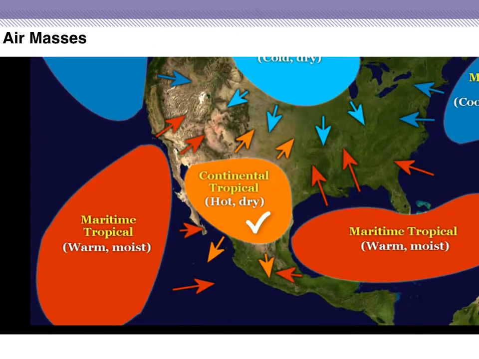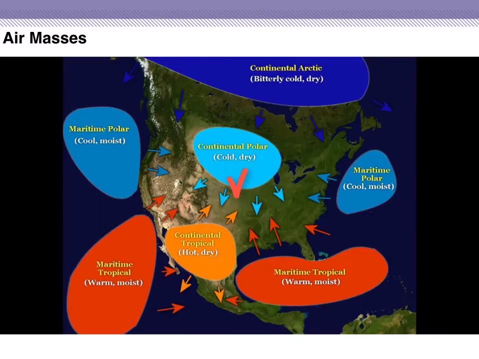To the south, continental tropical air masses form over Mexico during the summer, bringing hot, dry air to many states in the United States Southwest. Finally, continental polar air masses form over northern Canada, resulting in very cold winter temperatures in parts.